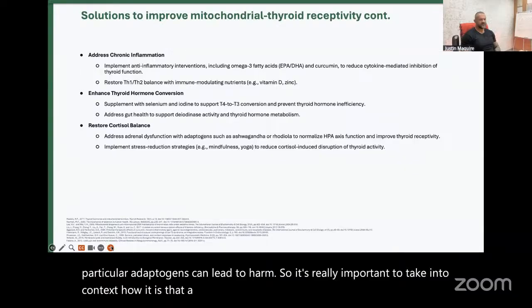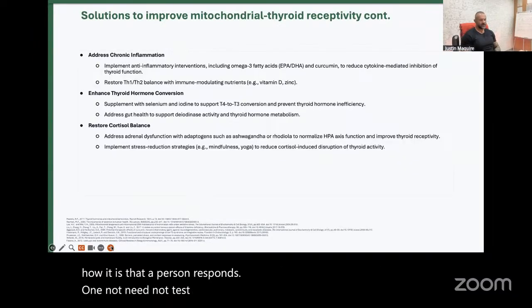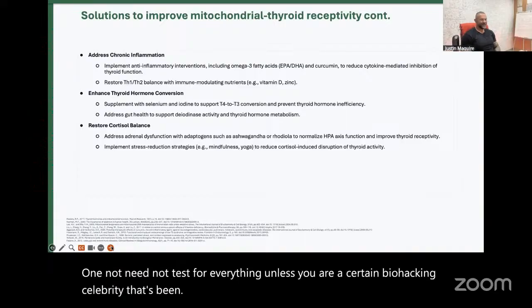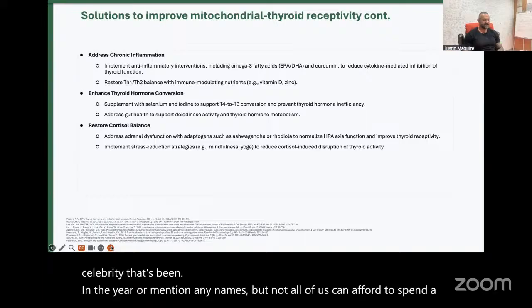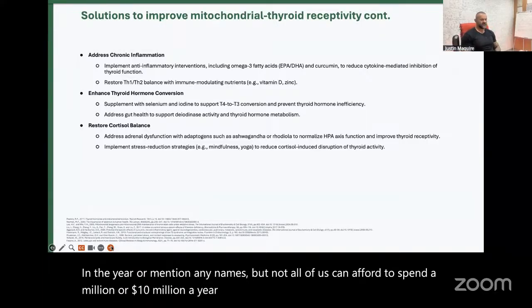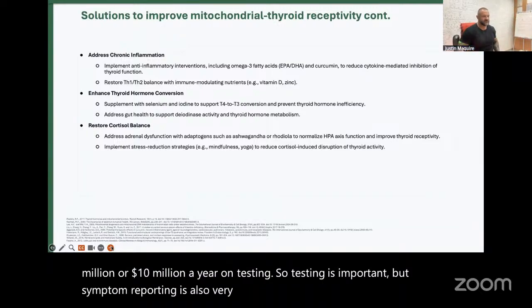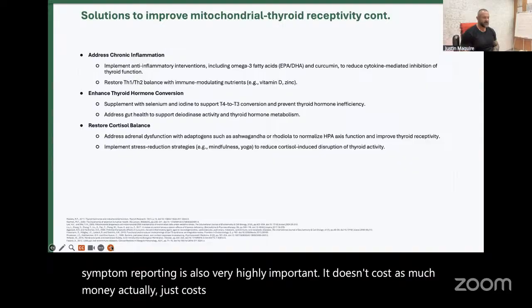One need not test for everything unless you are a certain biohacking celebrity that spends millions a year. I won't mention any names, but not all of us can afford to spend $1 million or $10 million a year on testing. So testing is important, but symptom reporting is also very highly important. It doesn't cost as much money. It actually just costs the process of effort and also a keen ear to hear what's going on.